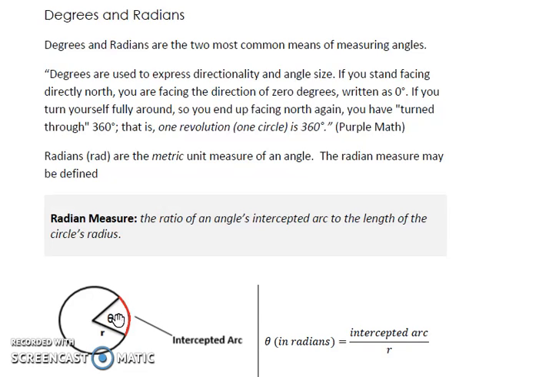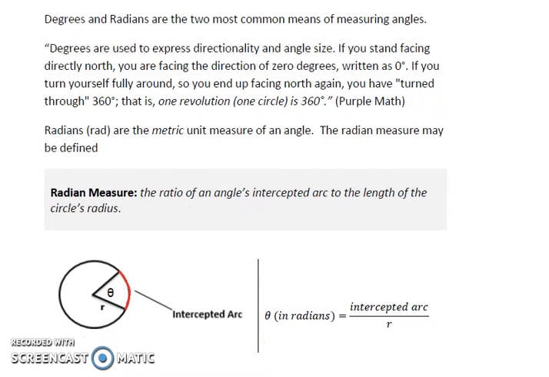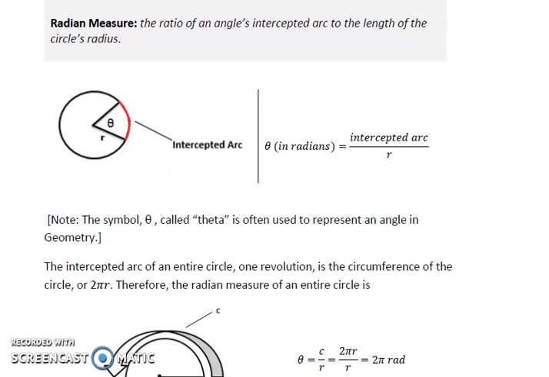So the radian measure for this angle is the ratio of this intercepted arc length divided by the radius of the circle. That gives us the radian measure of that angle. This symbol, theta, is often used to represent an angle in geometry.